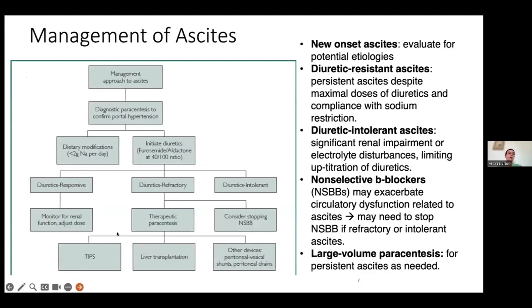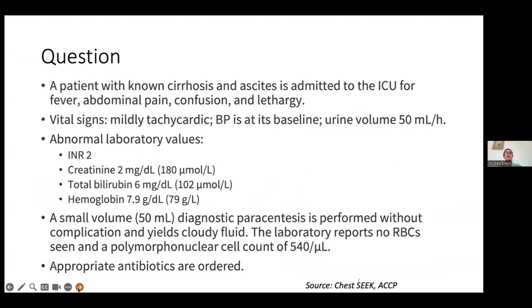So the management of ascites is not so much an acute ICU issue, but you'll see a lot of cirrhotics that have ascites, so it's important to know. And the mainstays are basically evaluate what the cause is and put them on fluid restriction, low salt diet, and start Lasix and spironolactone at that ratio, 40 to 100, titrate up every couple of days. Therapeutic, large volume paracentesis, and then TIPS, a temporizing measure, and liver transplantation is the eventual cure.